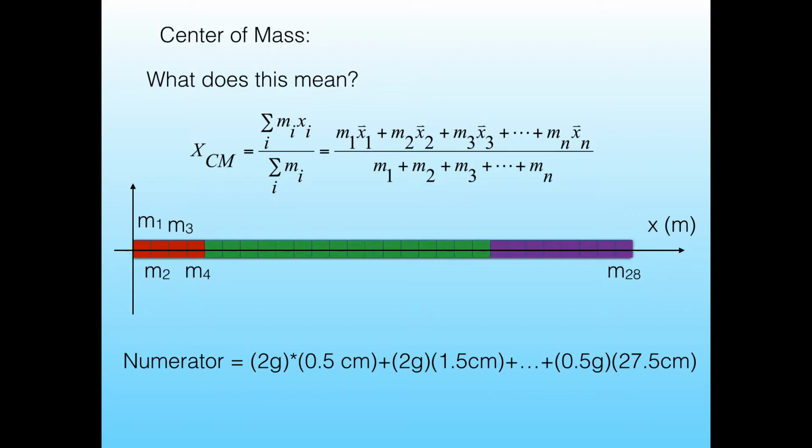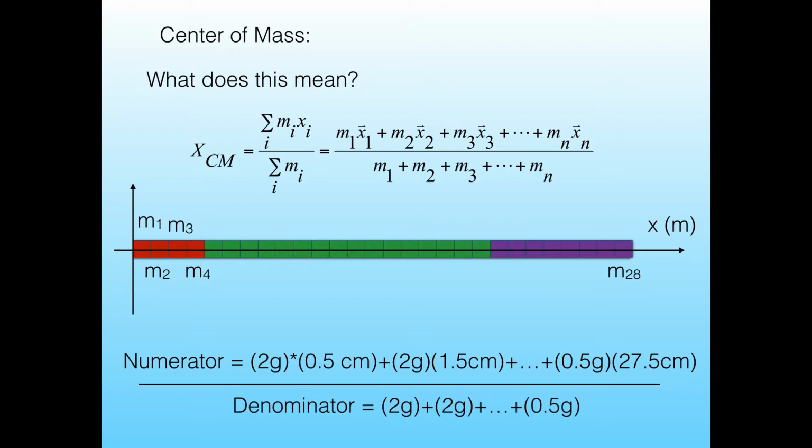We put the numerator to be each mass of each chunk times its location. So again, the first 4 chunks will each have 2 gram masses, and they're located at 0.5, 1.5, 2.5, and 3.5. The next set of chunks will all have a mass of 1 gram, and then the final 8 chunks will have a mass of 0.5 grams, the last one being centered at 27.5 centimeters. And you can just do that straight arithmetic.